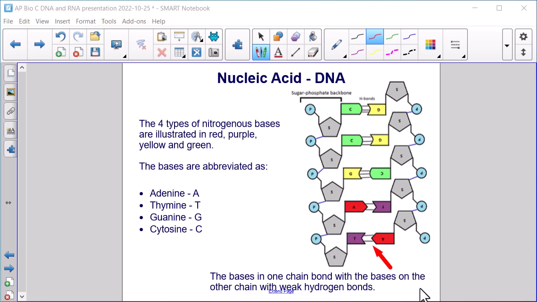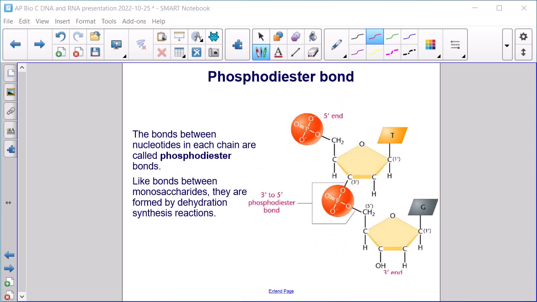The bases are abbreviated as adenine A, thymine T, guanine G, cytosine C. The bases in one chain, maybe the one on the right, bond with the bases in the other chain on the left with weak hydrogen bonds that you can see indicated by the lines in between. The bonds between nucleotides in each chain are called phosphodiester bonds. Like bonds between monosaccharides, they are formed by dehydration synthesis reactions.